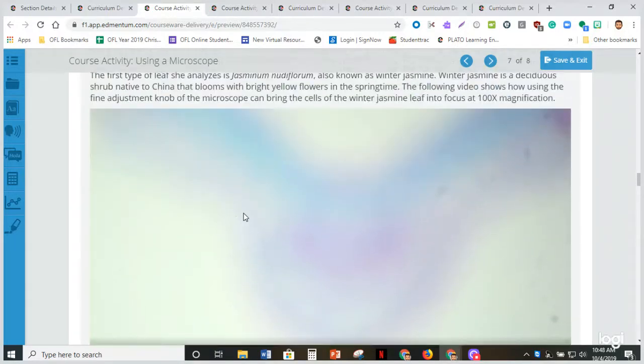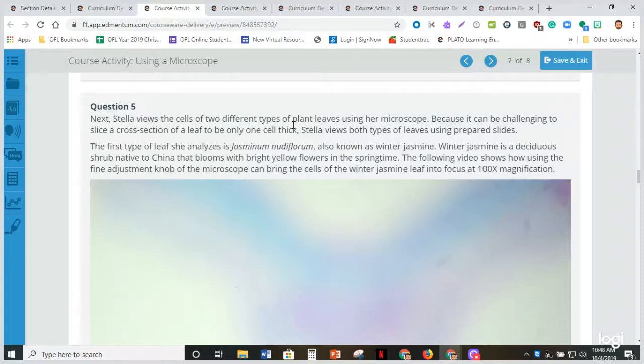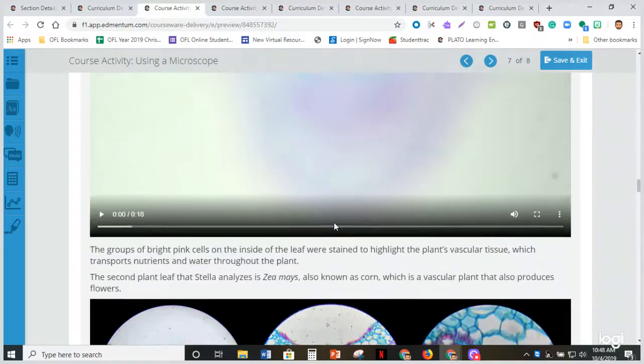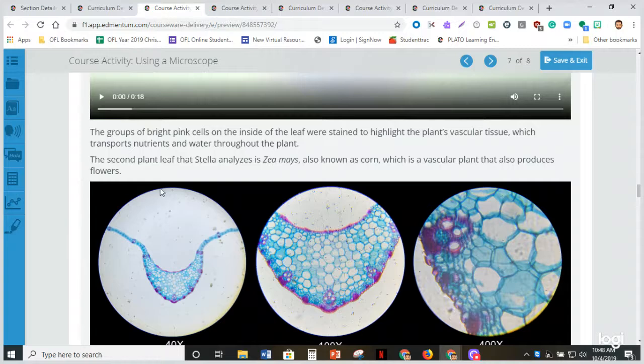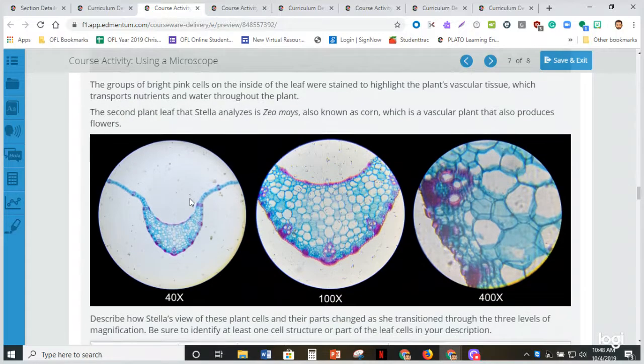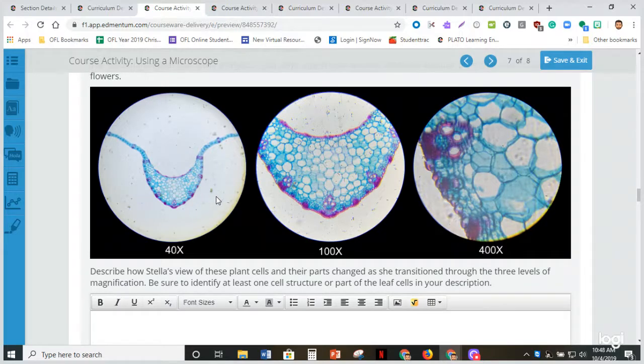So then watch the video so you can see the two different plant cells that Stella is looking at through the microscope. Make sure you read all the descriptions, and what you're doing again is you're trying to determine what things are in the plant cells. So describe how Stella's view of these plant cells and their parts change as she transitions through the 3 levels of magnification. Be sure to identify at least one cell structure or part of the leaf in your description.